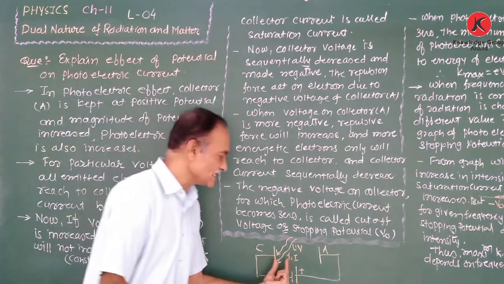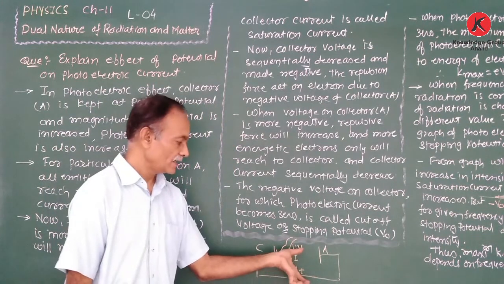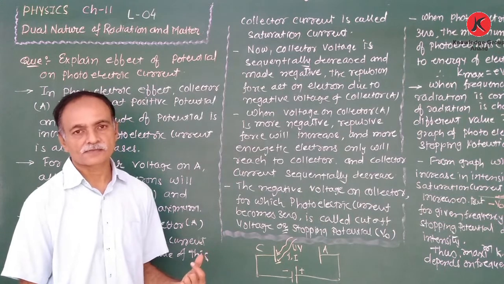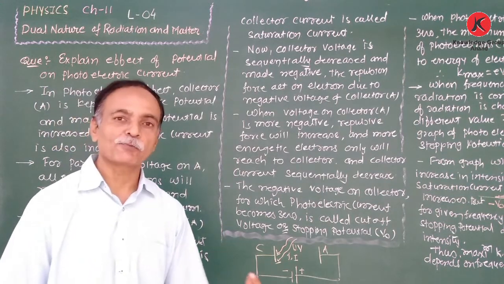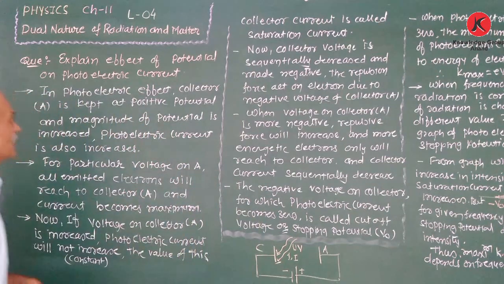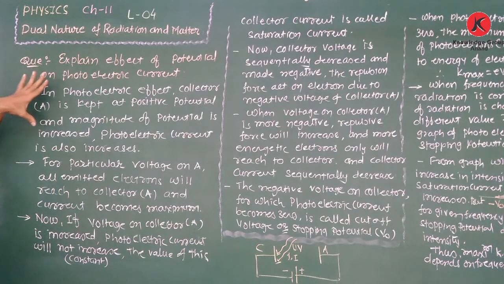So as we change the potential on the collector A with respect to C, we are going to discuss whatever effect takes place on the photoelectric current. Therefore, the question is: explain the effect of the potential on the photoelectric current. The collector is kept at positive potential and the magnitude of potential is increased. Therefore, the photoelectric current also increases.